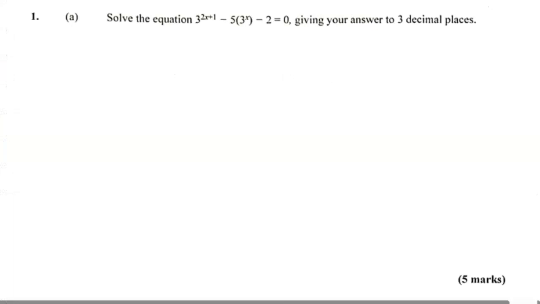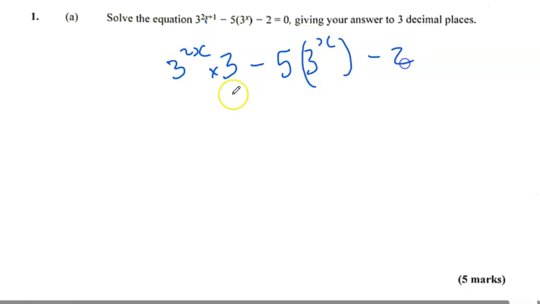Question 1. So we have an exponential equation to solve. So we can rewrite the power here. So 3 to the 2x times 3 minus 5 times 3 to the x minus 2. So times 3, since it's 3 to the 1, right? So I'm rewriting the powers there.